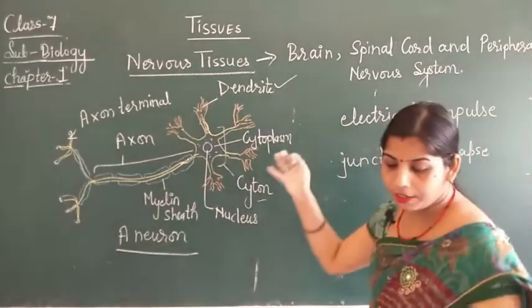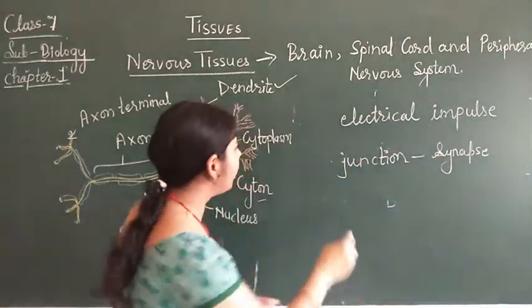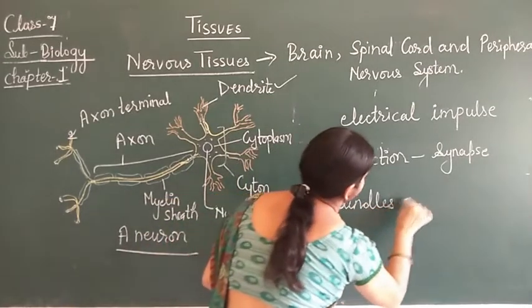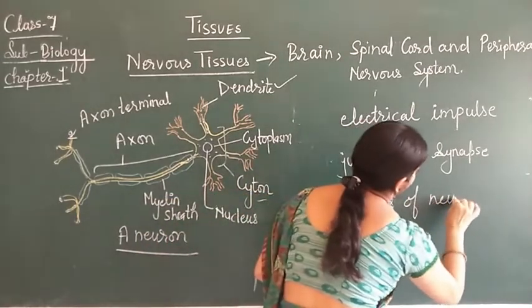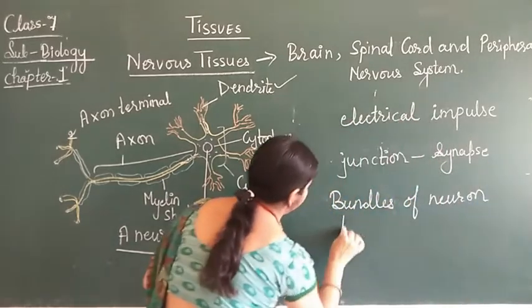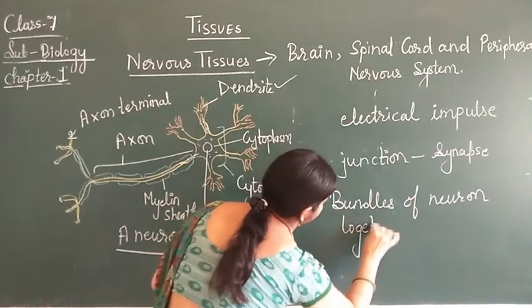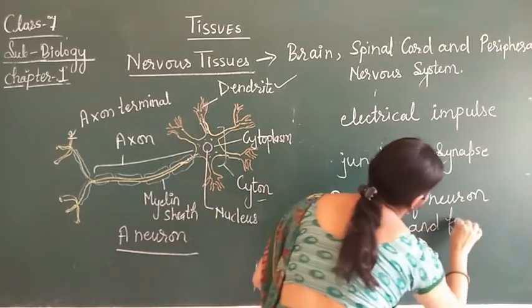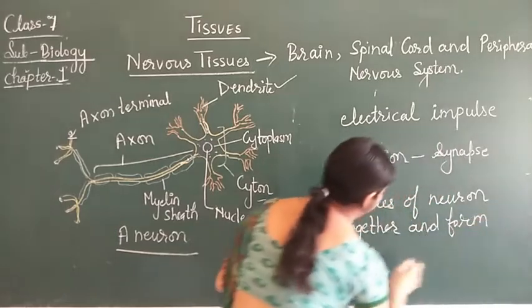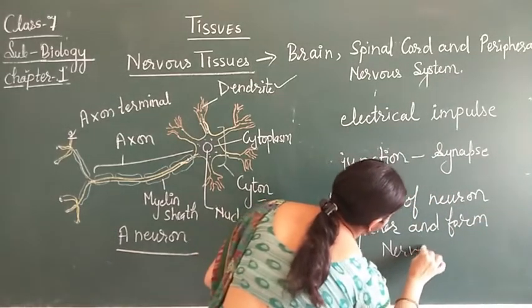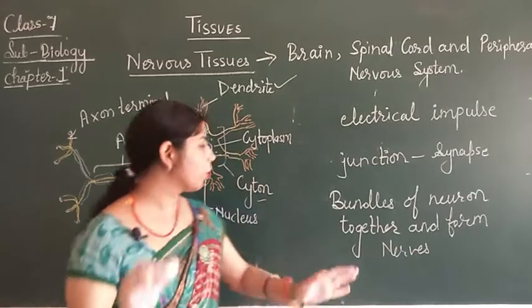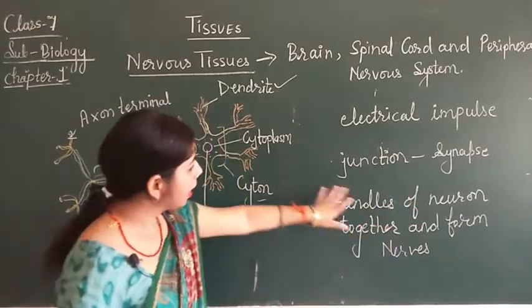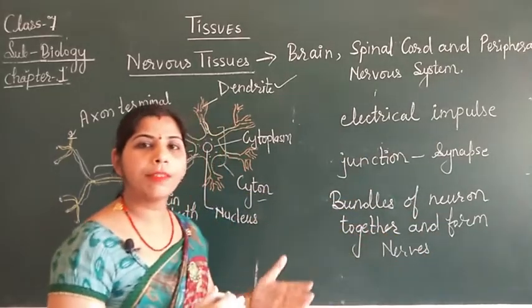Now bundles of neurons together form nerves. That means a number of neurons, bundles of neurons, are formed together as nerves, and these nerves transmit the message.